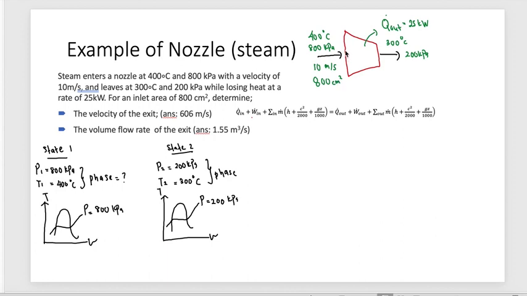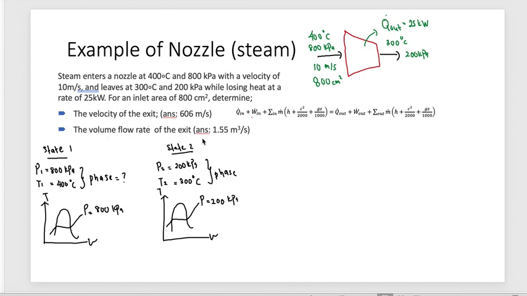The steam will accelerate through this nozzle and the pressure and temperature drop to 300 degrees Celsius and 200 kilopascal. And the system is losing heat at a rate of 25 kilowatt. Therefore, I put it as Q dot out. So the question is how to find the velocity at the exit and how to find the volume flow rate at the exit.